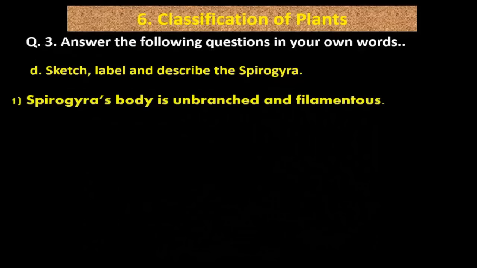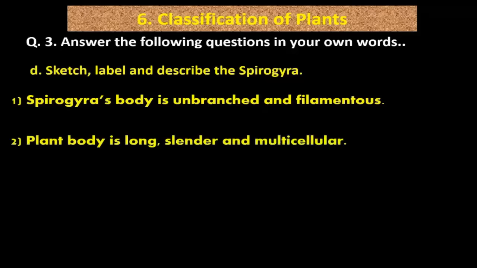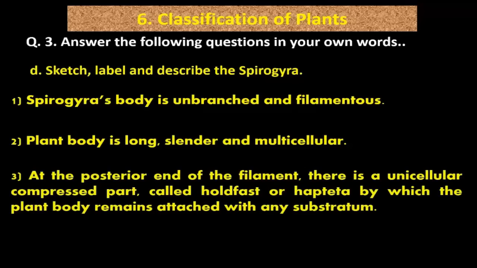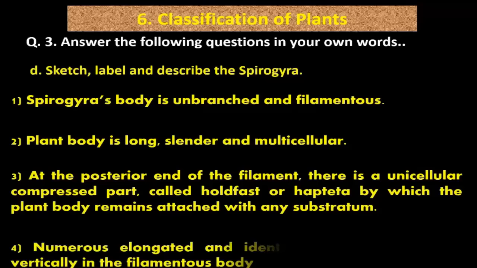One. Spirogyra's body is unbranched and filamentous. 2. Plant body is long, slender and multicellular. 3. At the posterior end of the filament, there is a unicellular compressed part, called holdfast or hapteta, by which the plant body remains attached with any substratum. 4. Numerous elongated and identical cells are arranged vertically in the filamentous body.